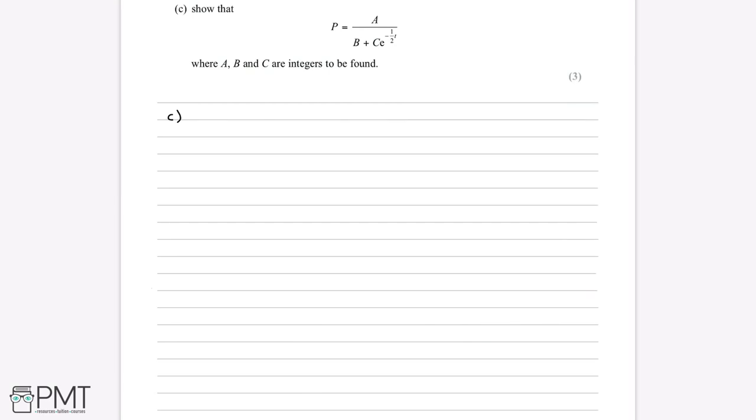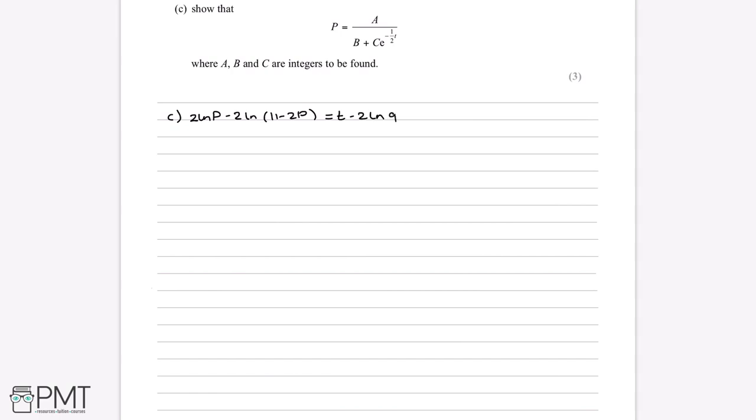So part C wants us to show that P is equal to A over B plus C e to the power of minus a half t, where A, B and C are integers to be found. So the first thing we want to do for this question is write out the equation we found in part B that involved P and t as a starting point. And that equation was 2 log P minus 2 log of 11 minus 2P is equal to t minus 2 log 9.